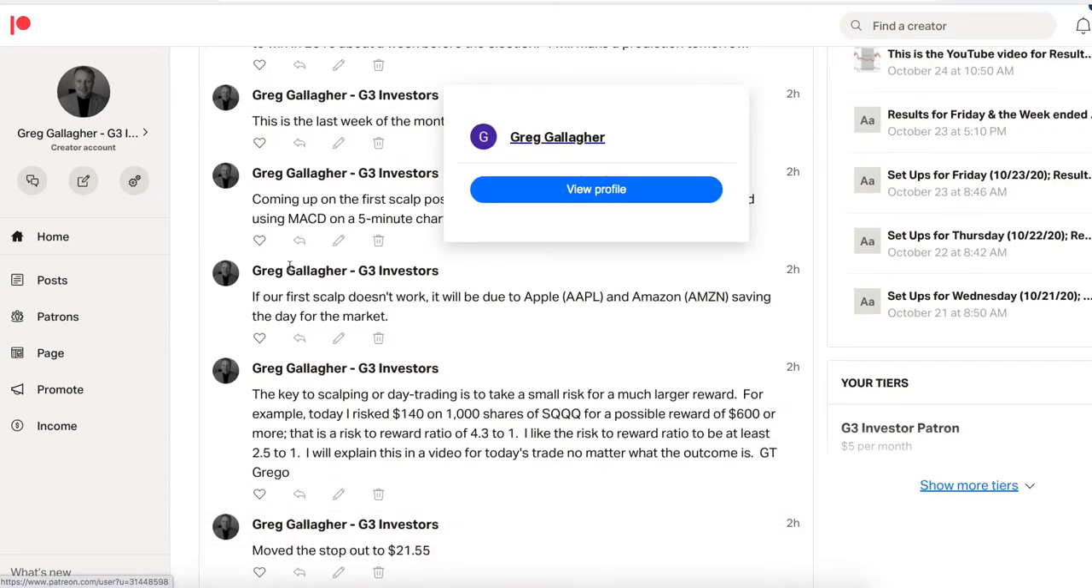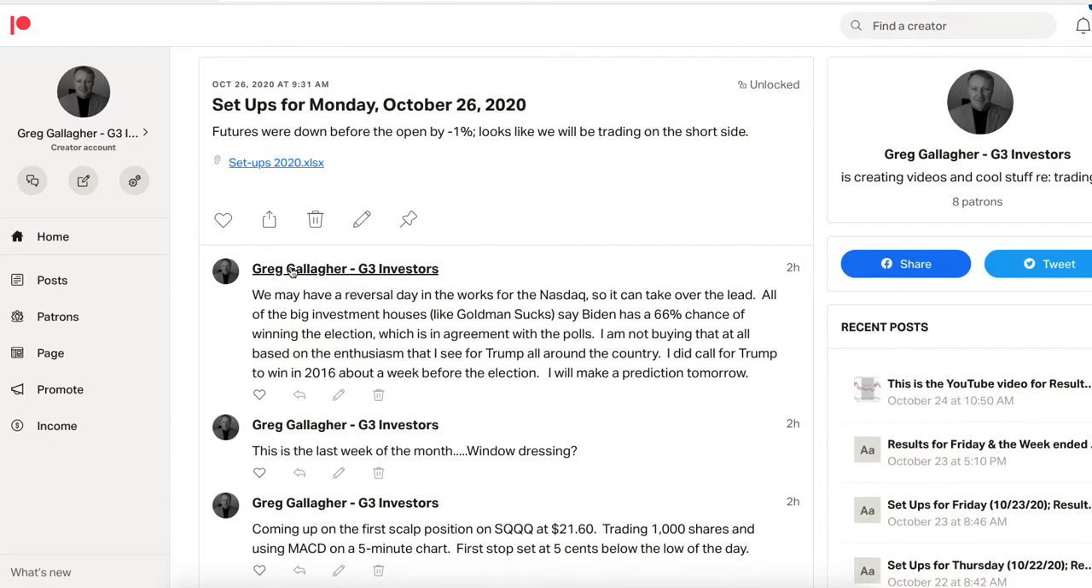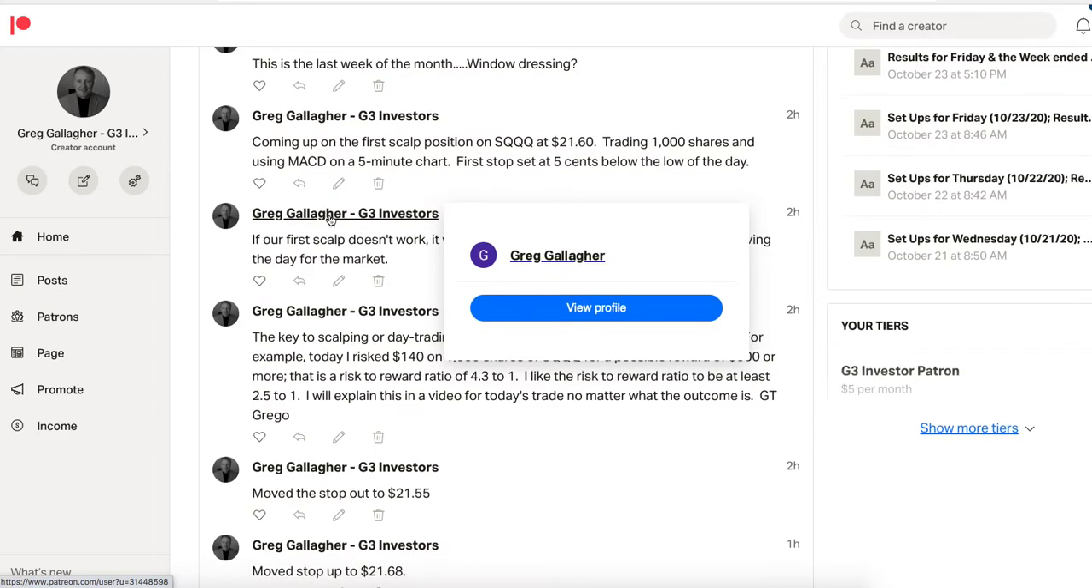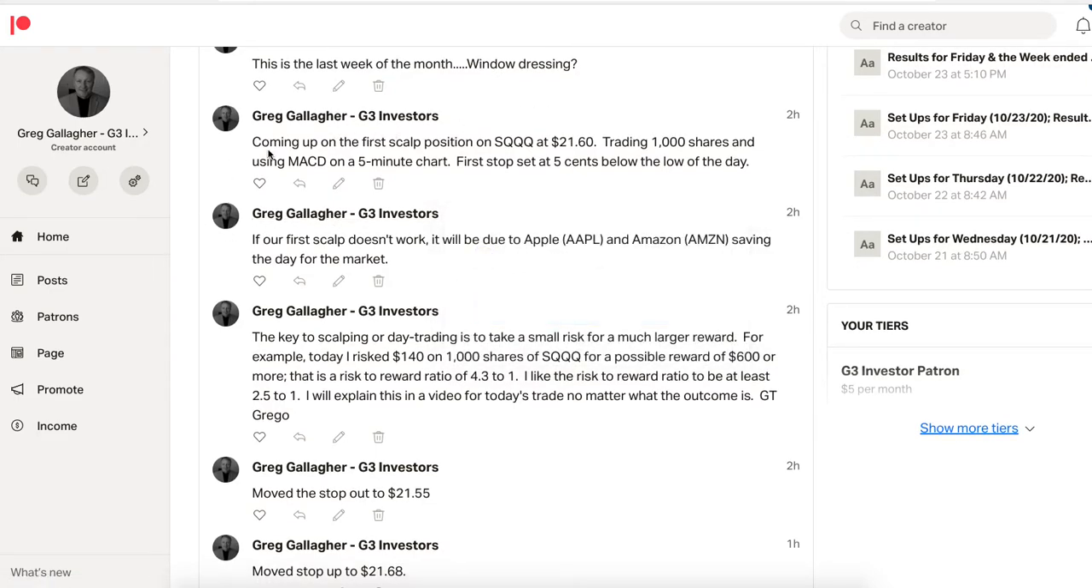And then when it actually got down, I have a few comments on what the market's doing. And then when it actually got to where we started trading, I said, hey, we're coming up on our first scalp at 21.60, trading 1,000 shares. First stop, 5 cents below the low of the day. So our risk was $140, but we were looking for a possible reward of $600 or more. Well, we got 930, so hey, I'm not complaining.